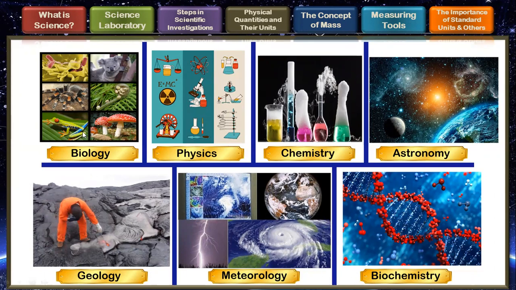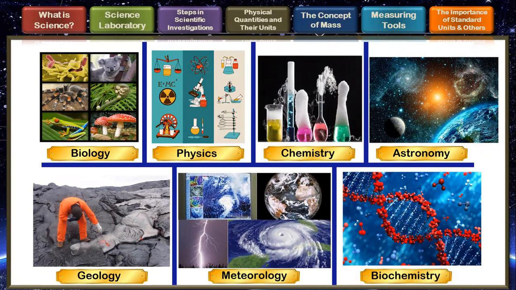Biology is the study of life, while physics is the study of matter, energy, force, and motion, while chemistry is the study of the composition and chemical properties of substances. Astronomy is the study of planets and stars in the universe. If you want to study rocks, minerals, and the structure of the earth, that is for geology. Meteorology is the study of weather and climate. The typhoon, hurricane, and tornadoes are things studied in meteorology. If you want to study chemical processes in living organisms, that is biochemistry. So these are some areas of study in science.